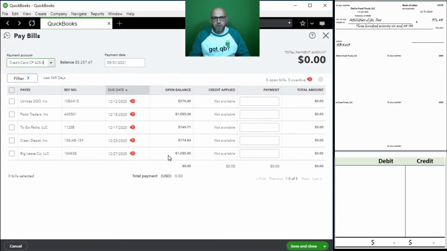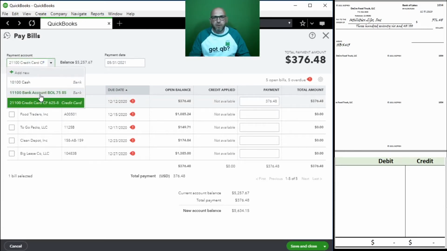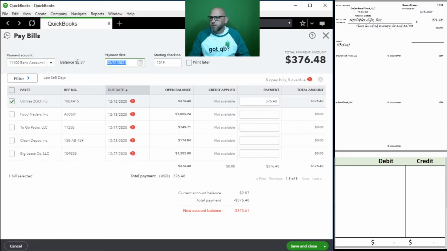So we're going to again pay bills. Here's our utilities. Make sure that instead of the credit card you have bank account selected. Date needs to be set correctly. Okay, and then the check is 1034. Make sure it's correct. You see print later is unchecked. That allows us to enter it. Okay, amount is correct. Okay, we're good to go, right?